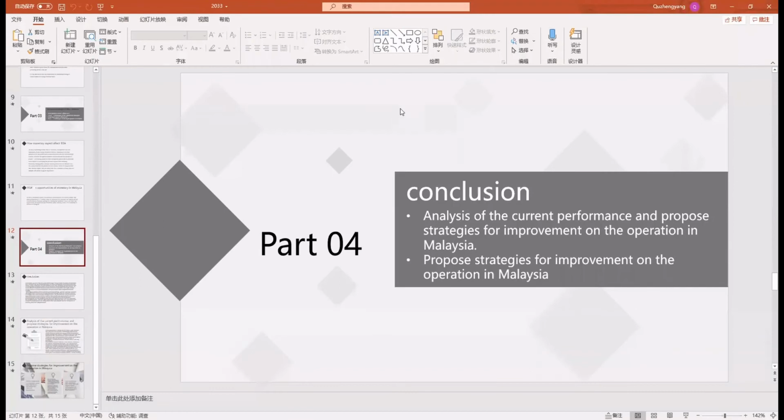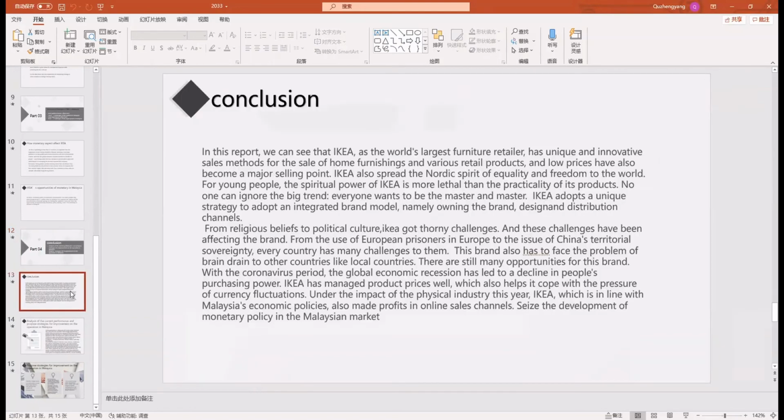For the last part, we have summarized the problems mentioned in this report and the suggestions made. So I'm going to introduce the analysis of the current performance and policy strategies for improvement on the operation in Malaysia. For the conclusion, we have described in detail in the previous part, but here is just a summary. So let's look at the next part.